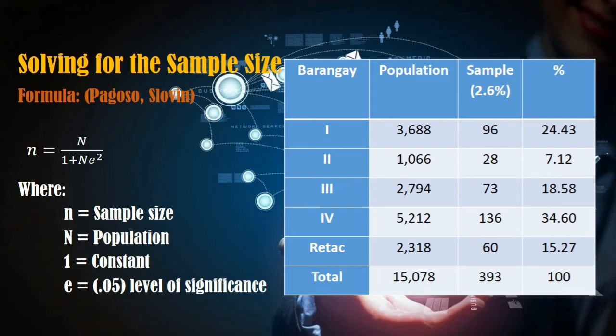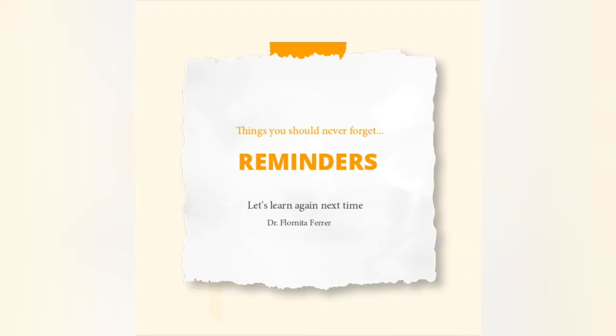So, using the sample percentage, you can derive the samples from the different barangays, such as 96 from Barangay 1, 28 from Barangay 2, 73 from Barangay 3, 136 from Barangay 4, and 60 from Barangay Ratak. And just compute the percentage of this sample in your population.